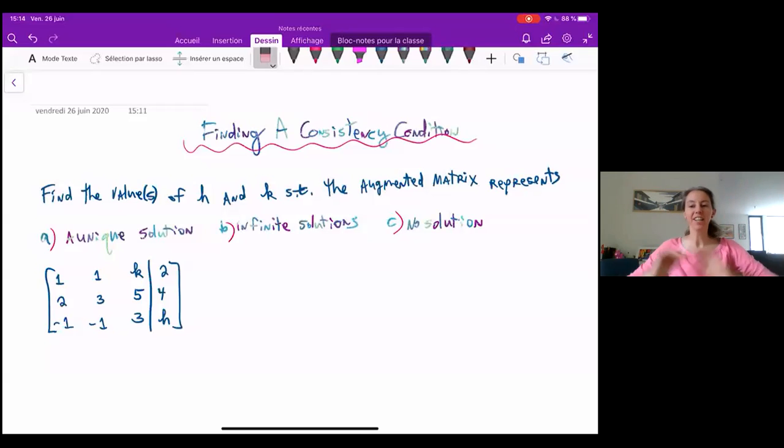Hi guys, Audrey here. Let's find a consistency condition. In this case, we're given an augmented matrix and we want to know what values of H and K make this matrix represent a unique solution, infinite solutions, or no solution.